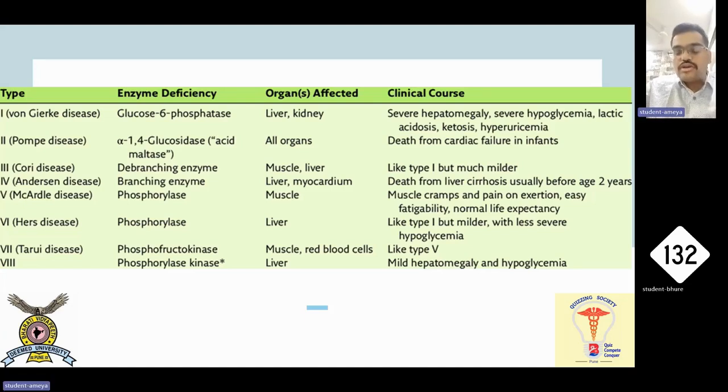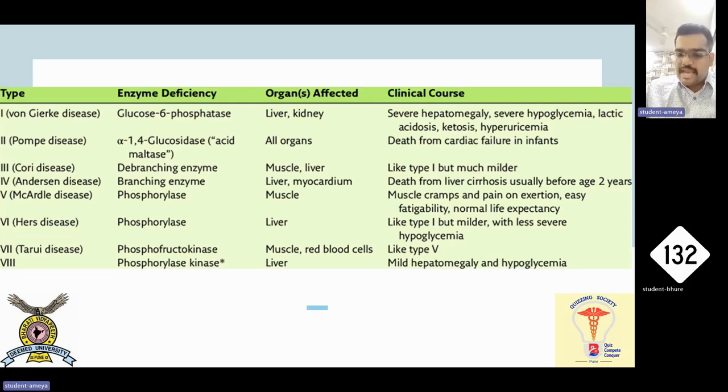The second mnemonic is to remember the various enzyme deficiencies involved. So the mnemonic is "16th Prime Minister is ABCDMMHH." Again repeating the mnemonic, 16th Prime Minister is ABCDMMHH. Here 16th can be divided into 1 and 6. So GSD 1 is von Gierke's disease and the enzyme deficient is 6, that is glucose 6 phosphatase.